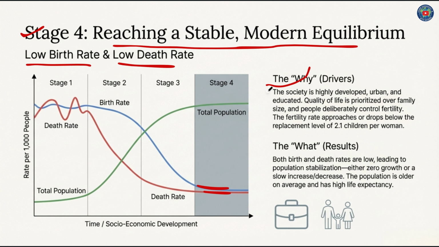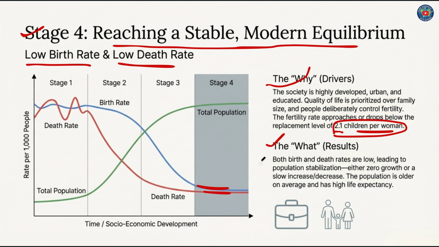Causes: the society is highly developed, urbanized and educated. Quality of life is prioritized over family size, and people deliberately control fertility. The fertility rate approaches or drops below the replacement level of 2.1 children per woman.